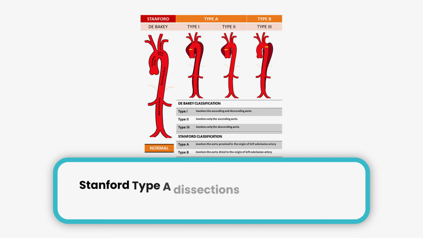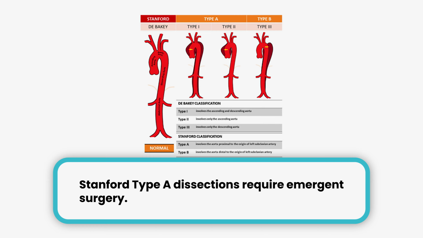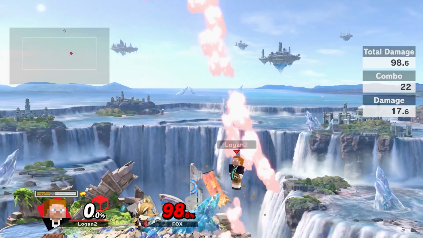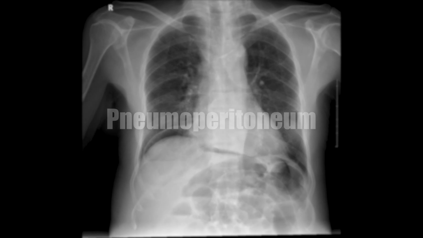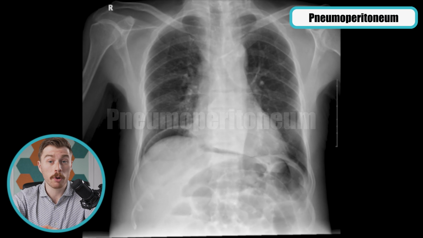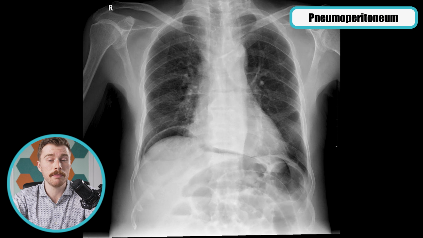Stanford type A dissections require emergent surgery to avoid a Super Smash Bros. instant death situation. Pneumoperitoneum happens when the bowel perforates and air leaks into the abdominal cavity.